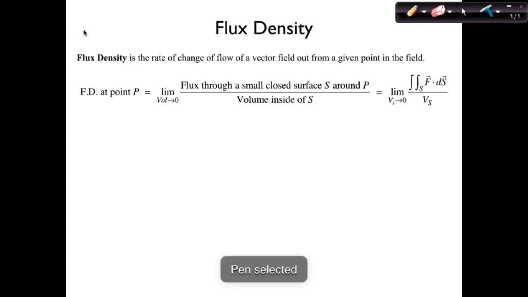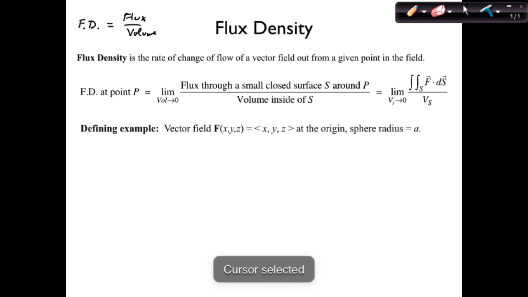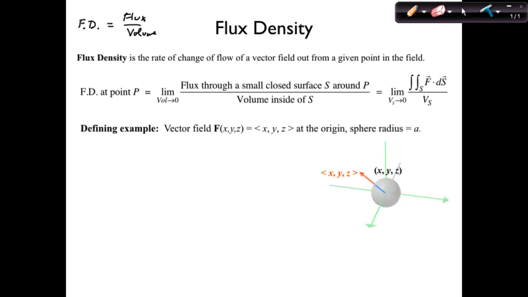So that's the general formula then. This flux density is, in general, flux per volume, but again, as the volume shrinks down to the limit of just a point volume. Okay, so this is a nice defining example here. So if you have the field is xyz, so what is that? A radial field outward.